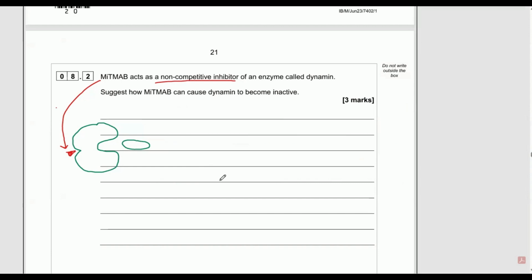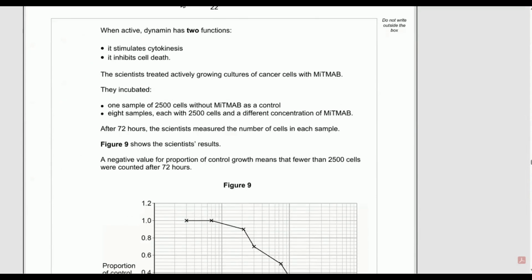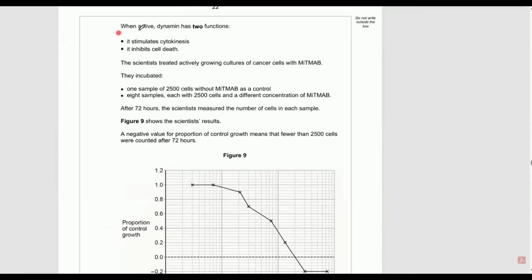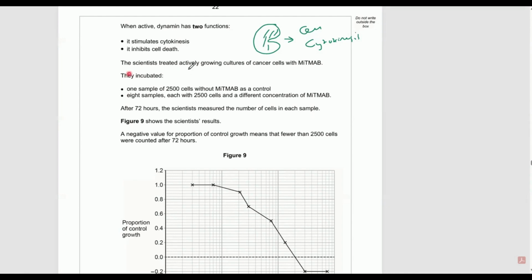Coolio, let's zing on to 8.3. When active, dynamin has two functions. It stimulates cytokinesis. It inhibits cell death. So that enzyme causes cytokinesis. It causes cells to divide. It stops cells from dying. So you can imagine this enzyme is going to create a lot of growth in the body, and therefore linked to cancer and things.